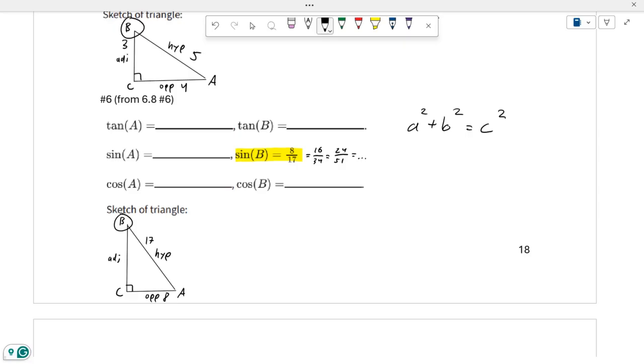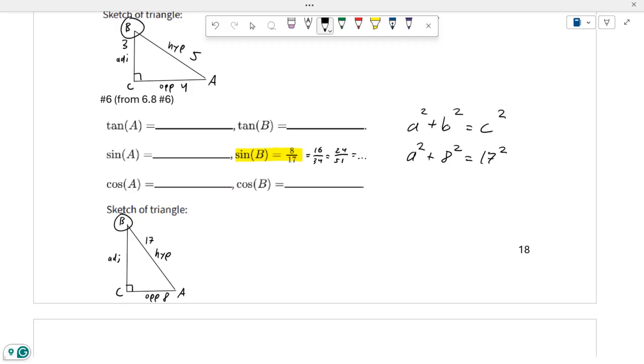Based on my picture, I'm looking for side A, so I'll leave that where it is. Side B, which is across from angle B, we labeled it as 8. And then C, which is the side across from angle C, which is a right angle, which means it's the hypotenuse, we've labeled it as 17. Now I want to get A by itself.